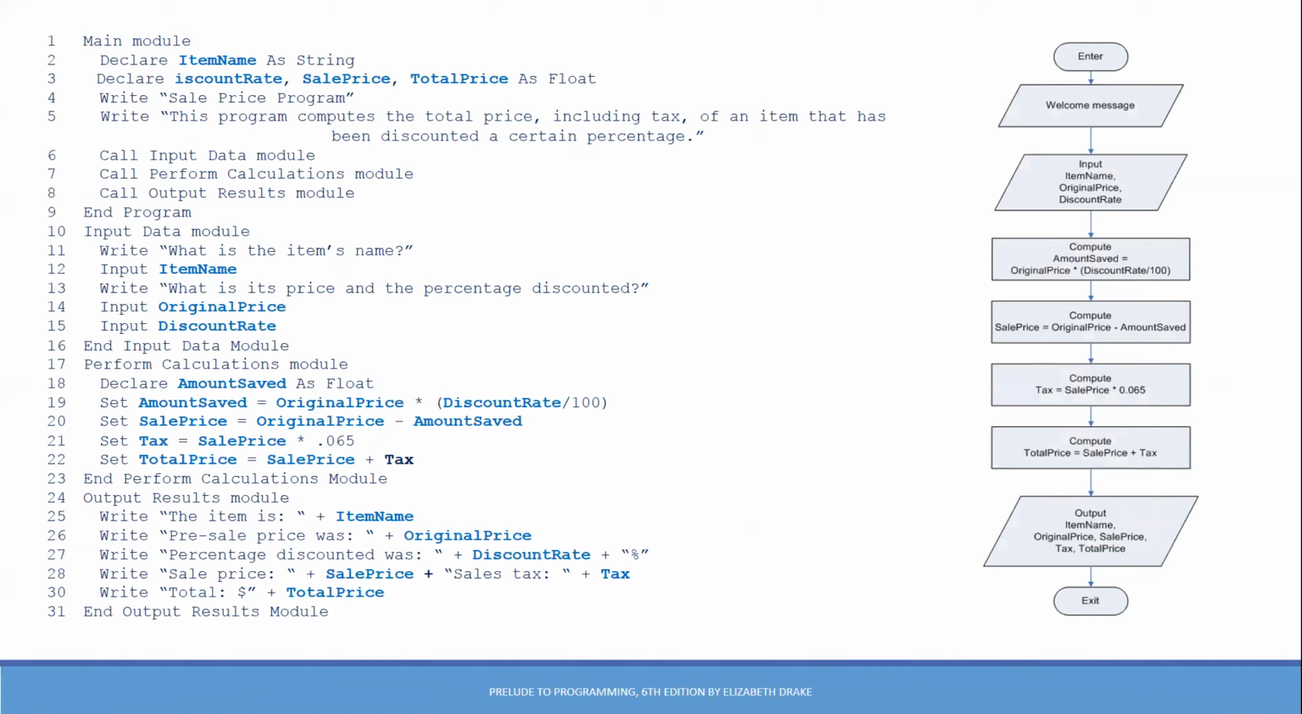And in their main module, they say, we're going to write out some heading information about this great program, and then we're going to call the input module. Here's our input module. It says, what is the item's name? What's its price? Gets all that information, and then ends.